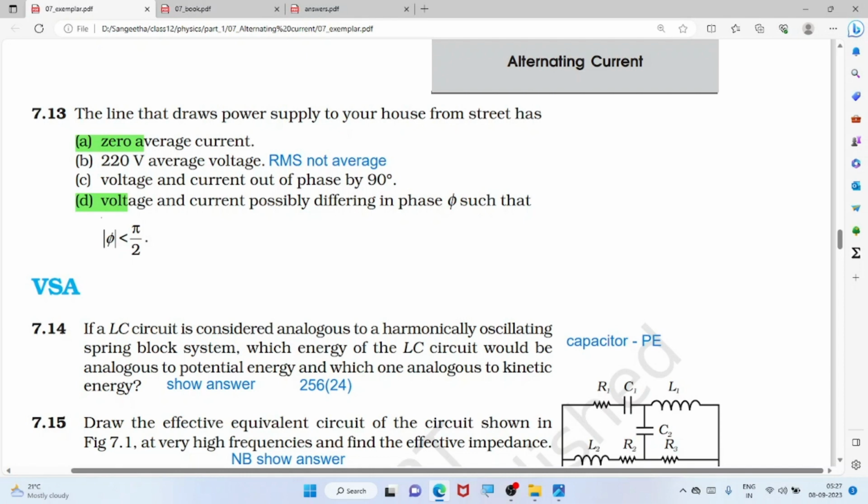Voltage and current are out of phase? No, this is not correct. Voltage and current possibly differ in phase such that it will be less than 90. Okay, this may be true.